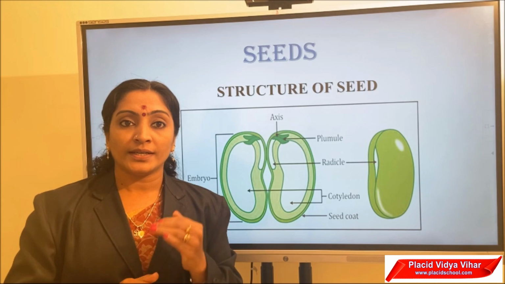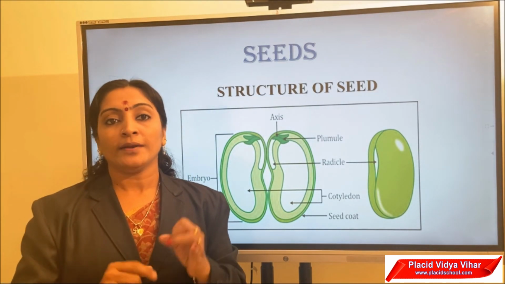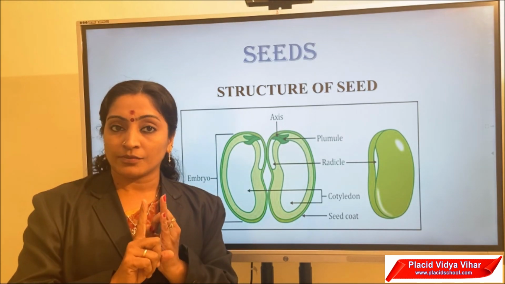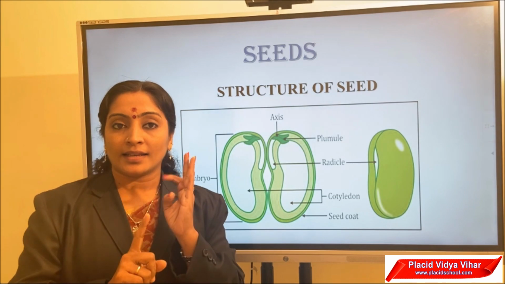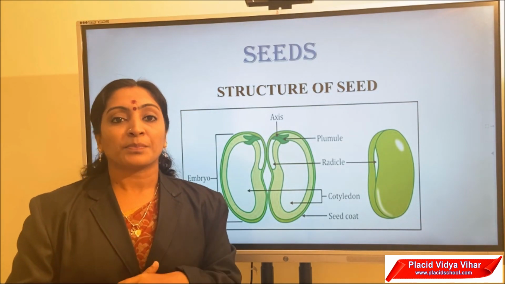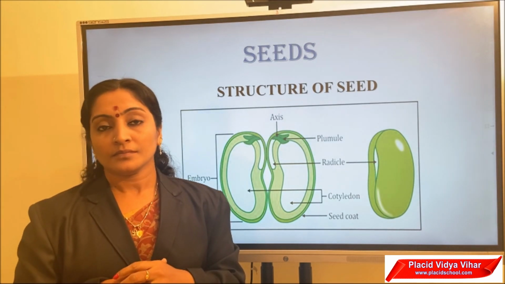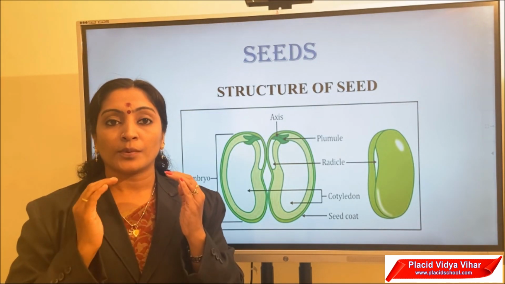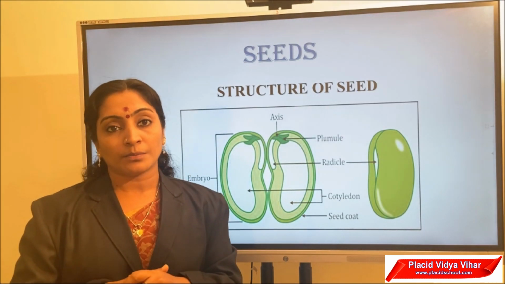Okay, so what are the different favorable conditions needed for germination? The most important one, that is the light. Second one, water. Then third, air is needed. And the last one, the nutrients present inside the soil. Okay, so these 4 important factors are very, very essential for the germination process.